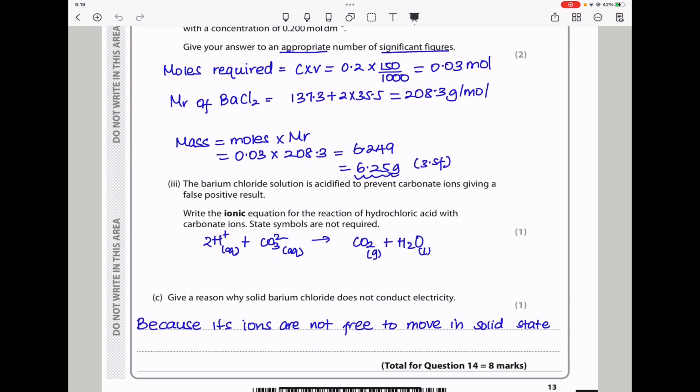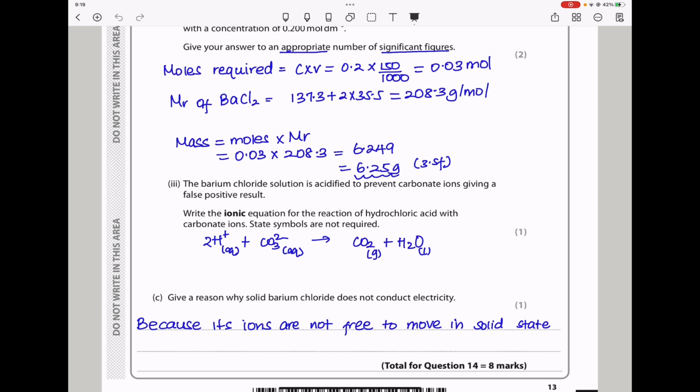get 4 marks. In part C, give a reason why solid barium chloride does not conduct electricity. Because it's an ionic compound in solid state, they do not conduct electricity because the ions are not free to move. So I said because its ions are not free to move in solid state.